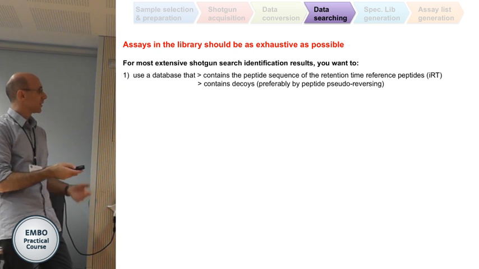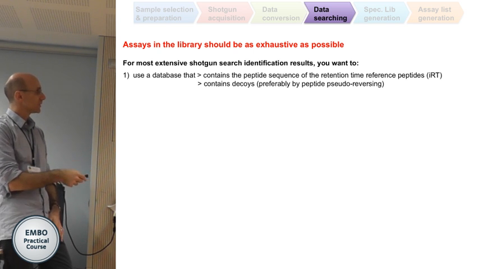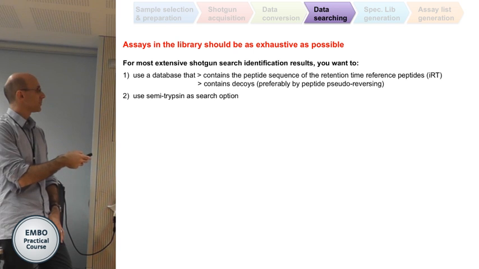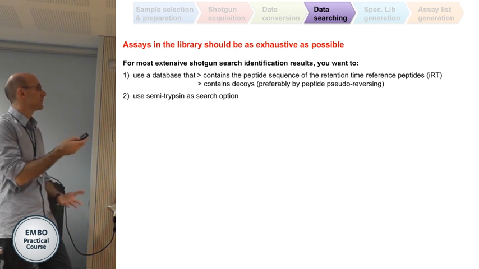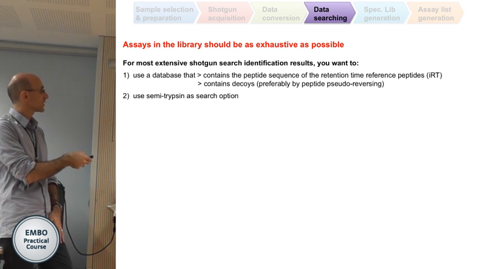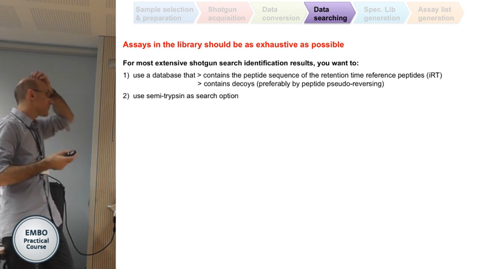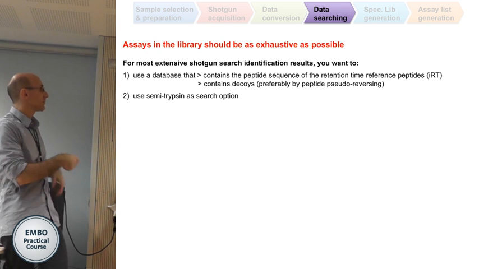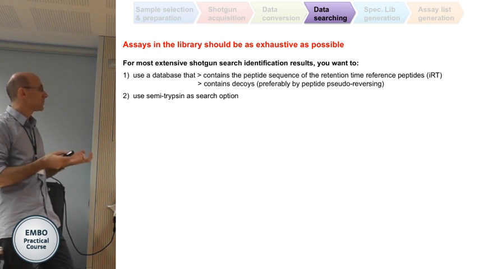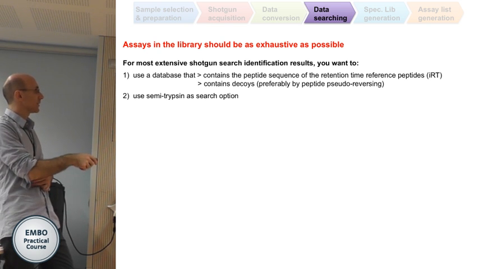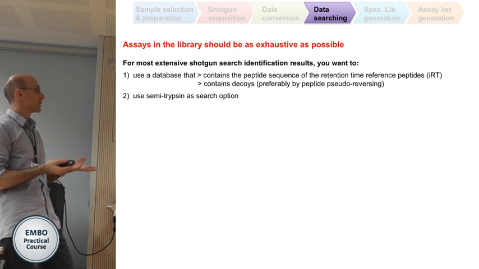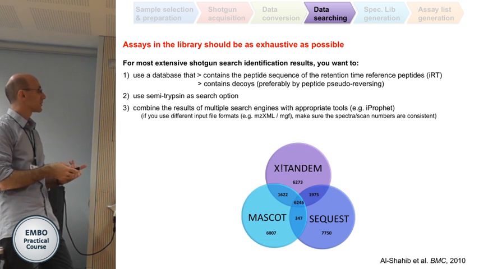We also use a decoy database by pseudo-reversing. This was commented on in another paper as the most sensitive way to do database searching in shotgun. We use semi-tryptic as a search option, which gives a little bit better confidence, even though in SRM you might not want to use semi-tryptic peptides. We still think that they are sometimes biologically relevant, if you think about it.